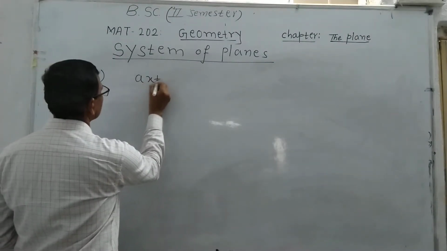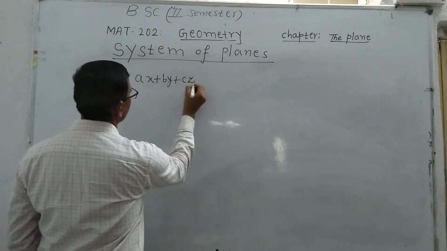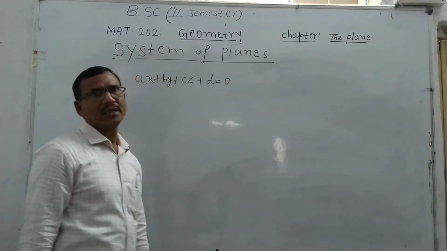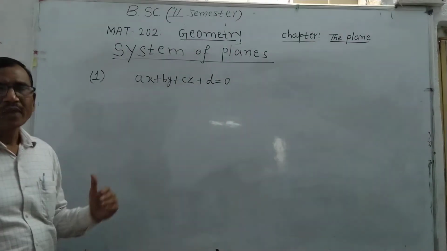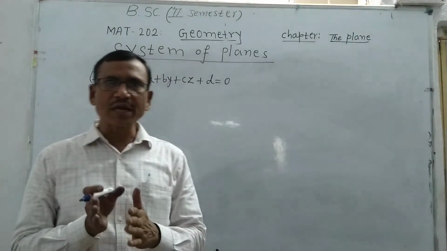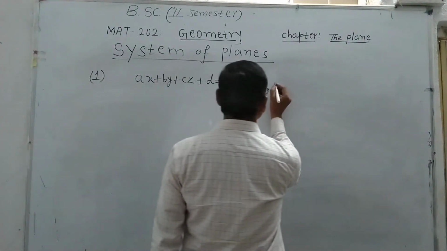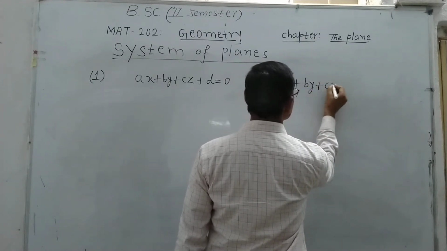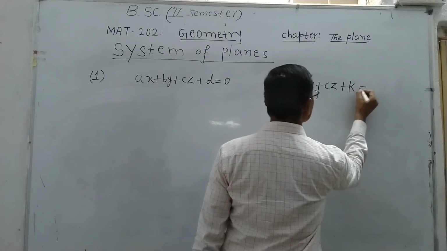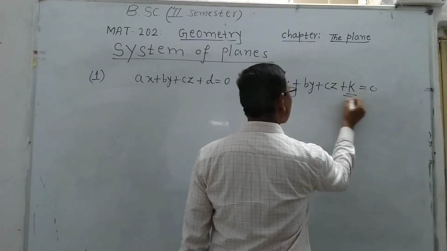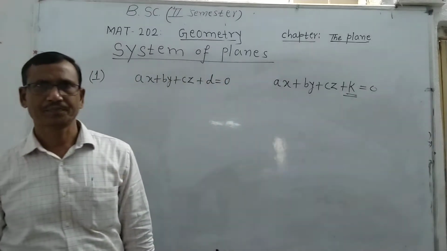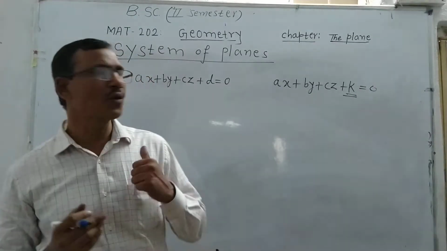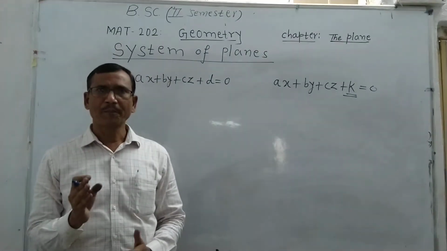here ax plus by plus cz plus d equal to 0. This is the equation of a plane. The system of planes parallel to the given plane is given by ax plus by plus cz plus k equals 0, where this k is called a parameter. This parameter k is chosen in infinite ways, and therefore it gives an infinite number of planes.